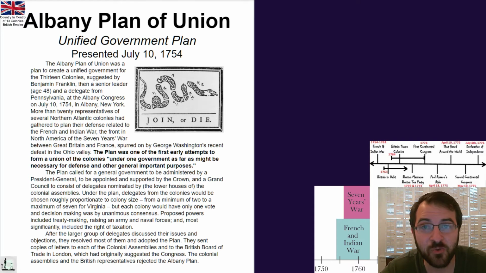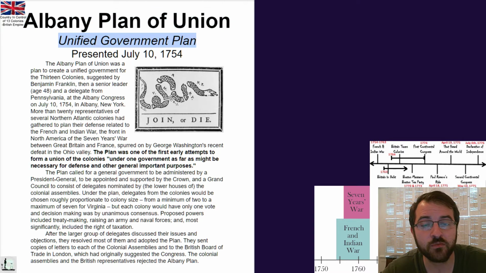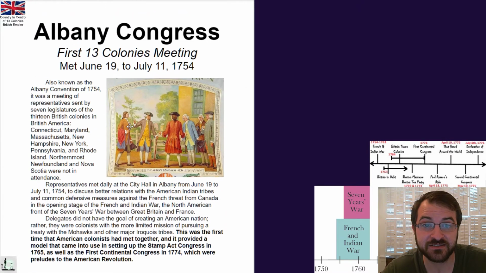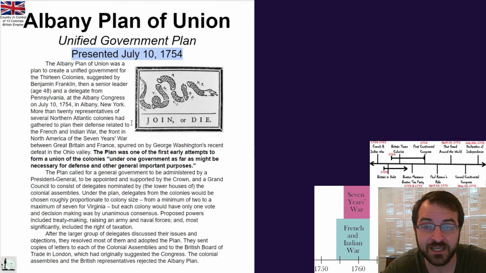All right, welcome back. Well, today we're going to be reading about the Albany Plan of Union. Now, the Albany Plan of Union was a unified government plan, and it was presented July 10, 1754. And it was presented at the Albany Congress. So the Albany Congress was the meeting. The Albany Plan is what they came up with. And this is what we decide we want to do.